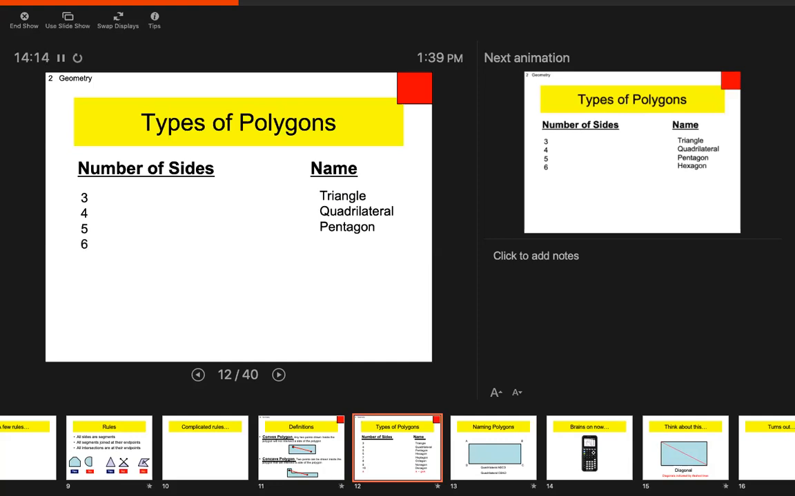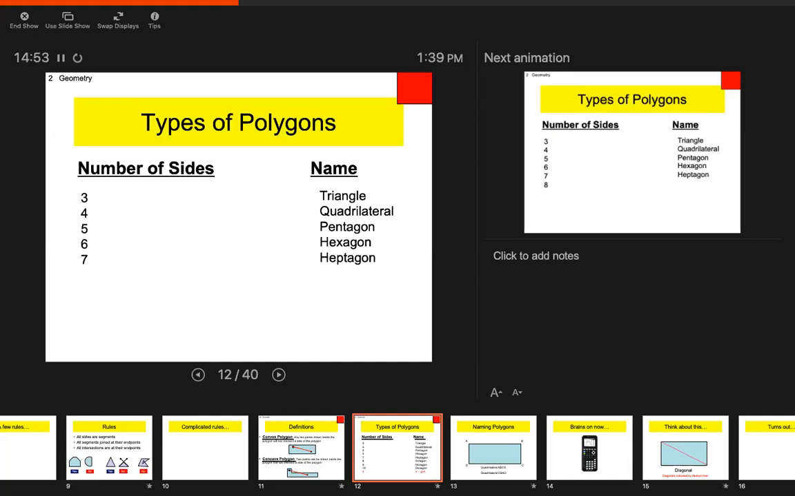Right? 6 is hexagon. 7 sides is a septagon. Now, our book chooses another word for 7 than septa. There's another word for it, and it's called hepta. Heptagon. So heptagon is what our book uses. There are other books that use septagon as well. But if I have it on a quiz or test, I'm going to use heptagon.